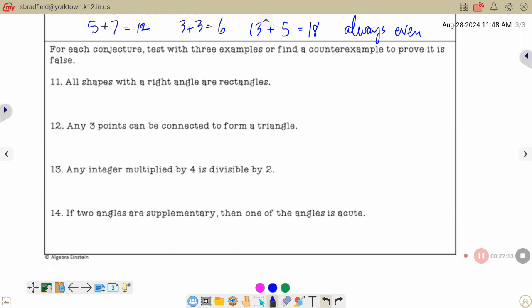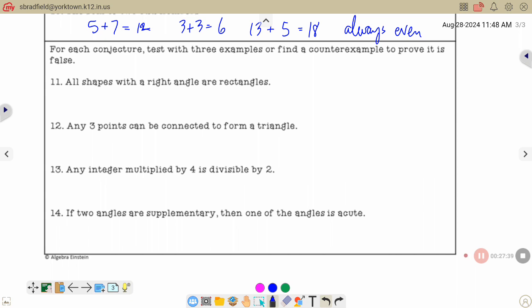The next group. For each conjecture, test with 3 examples or find a counterexample to prove it is false. All right, in 11, so these are already conjectures. We're not making a new statement based on it. All shapes with right angles are rectangles. Do you think that is true or false?